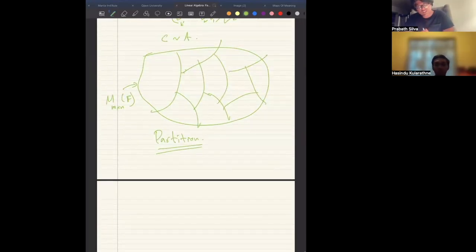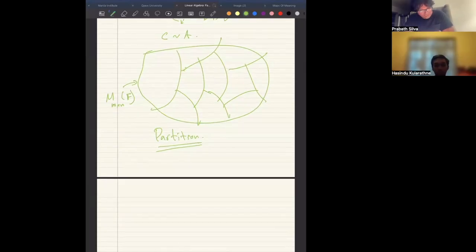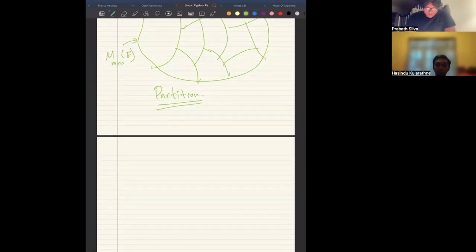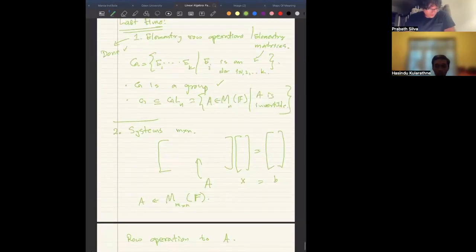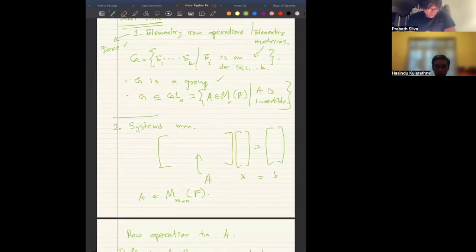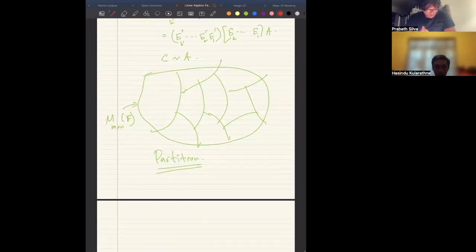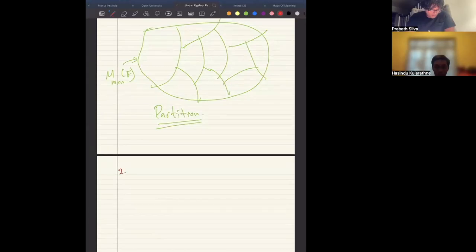Now, the structure that you have here is actually finer than what you have in the picture of a partition. So let's call this the next part, 2.A, 2.B.